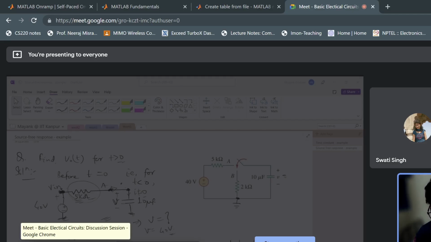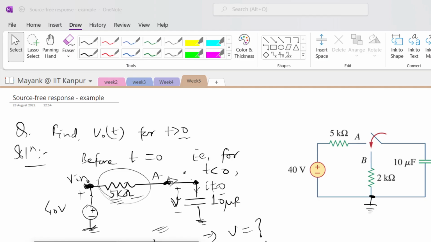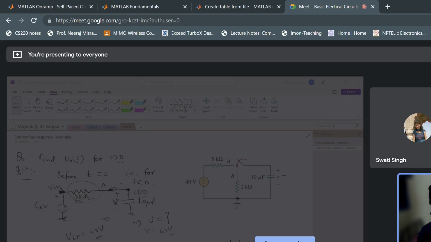Is this understood? Can anyone of you please comment or say something here? Okay, fine. I guess if no one is saying anything, that means everyone is clear with this.